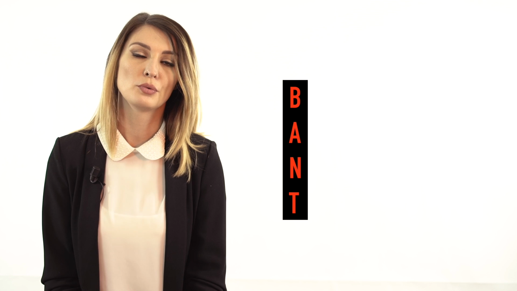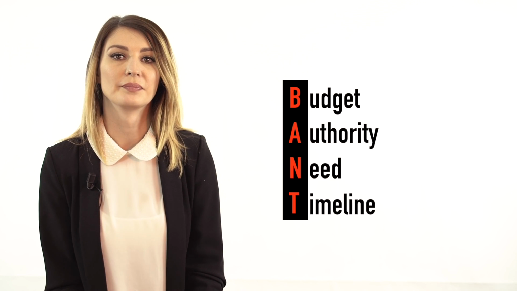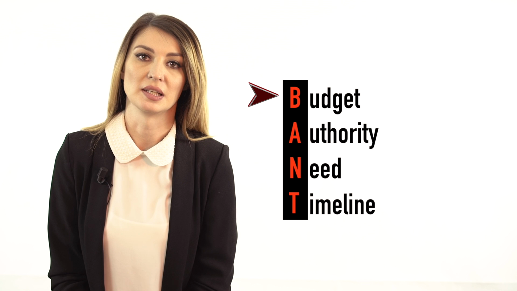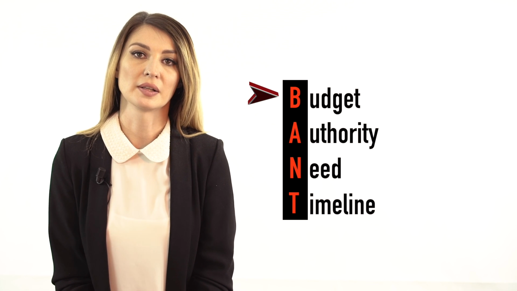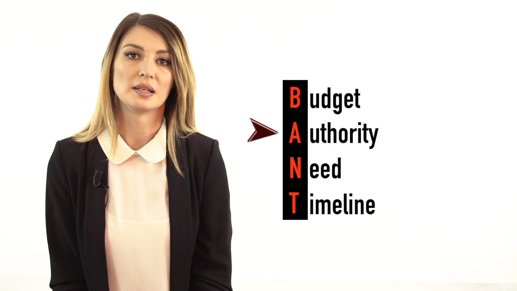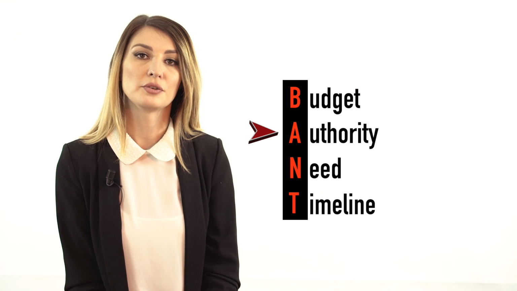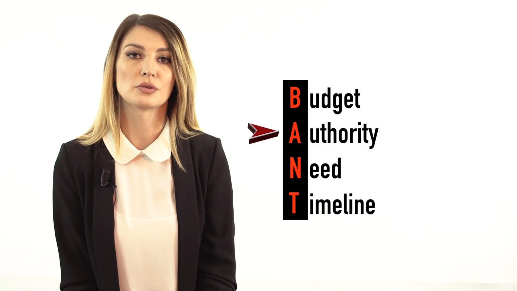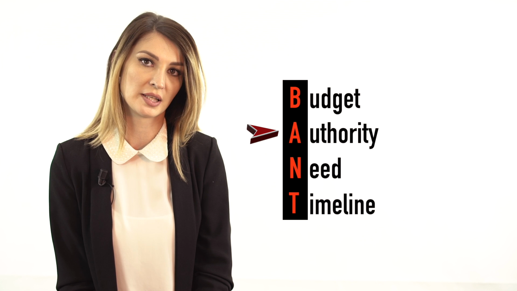The qualification process is based on BANT, which stands for Budget, Authority, Need, and Timeline. Budget is a general utility. In order to satisfy the client's needs, you need to make sure that the client actually has the money to execute this task. Authority is a responsibility. So you need to make sure when qualifying your opportunity that you are speaking to the right people and you are putting your efforts in the right place and at the right time.